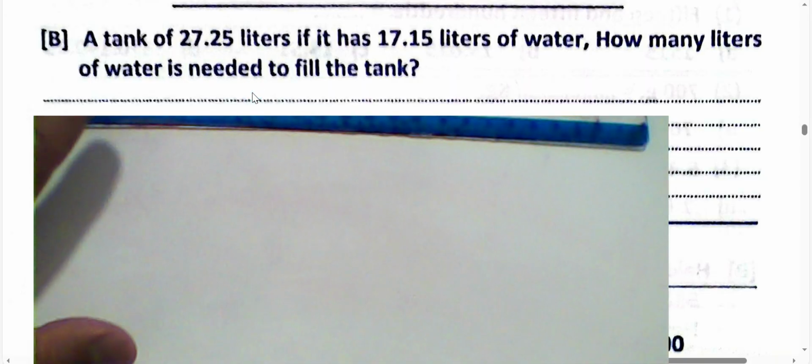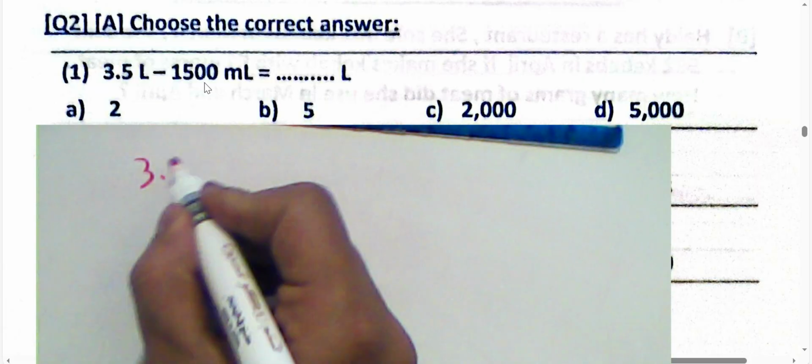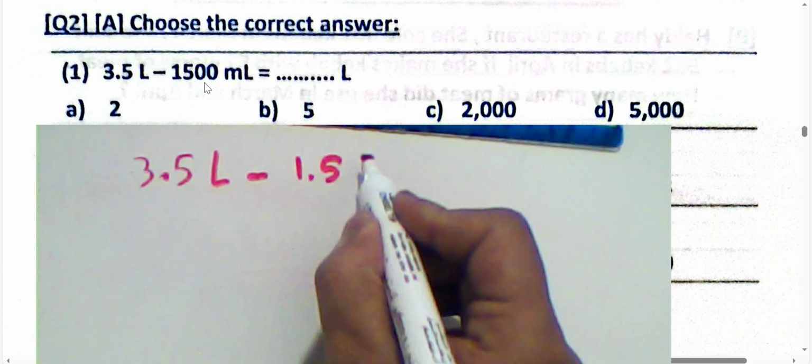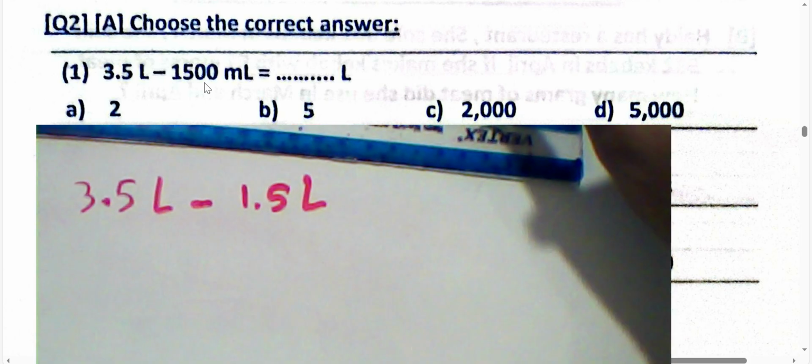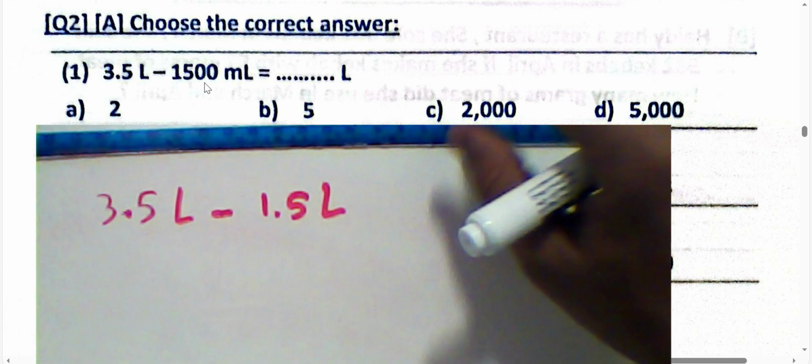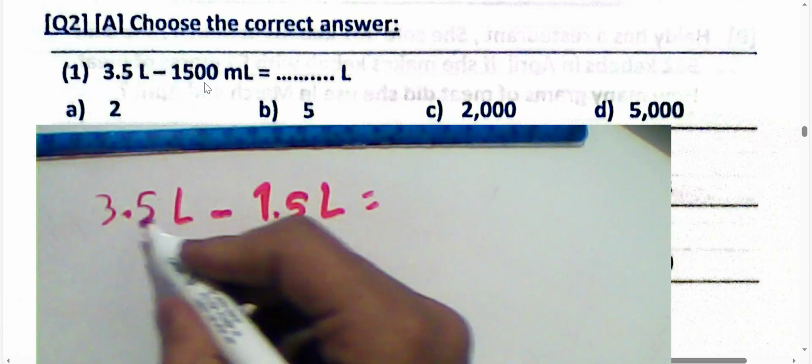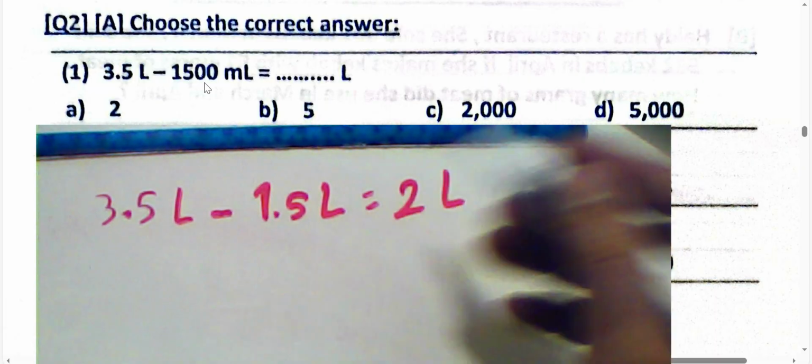Next question. Choose the correct answer. 3.5 liters subtract 1500 milliliters equals liters. Okay, we can convert from milliliters to liters by dividing by 1000. Then the result here is 3.5 liters subtract 1.5 liters, because 1500 milliliters will be 1.5 liters. We can find the difference between them. 3 minus 1 is 2, and half minus half is 0, then the result will be 2 liters. Choose letter E.